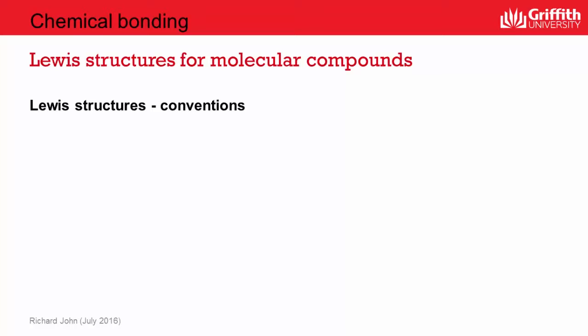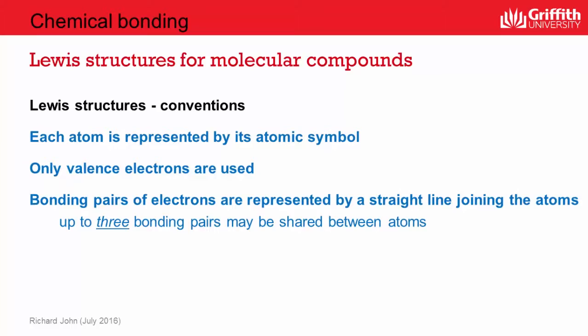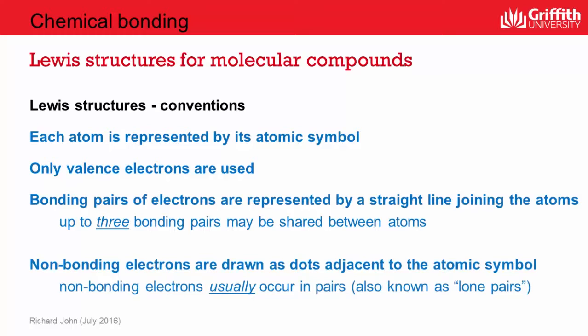Lewis structures for molecules and molecular compounds are drawn according to the following conventions. Each atom is represented by its atomic symbol. Only valence electrons are used to draw Lewis structures. No inner or core electrons are shown on the Lewis diagrams. Bonding pairs of electrons shared between atoms are represented by a straight line joining the atoms, and up to three bonding pairs of electrons can exist between atoms. Non-bonding electrons on atoms are drawn as dots next to the atomic symbol of that atom, and they usually occur in pairs, which are also referred to as lone pairs.